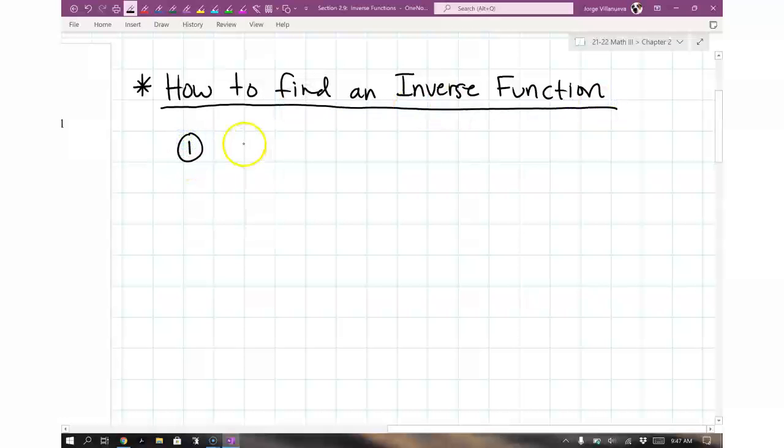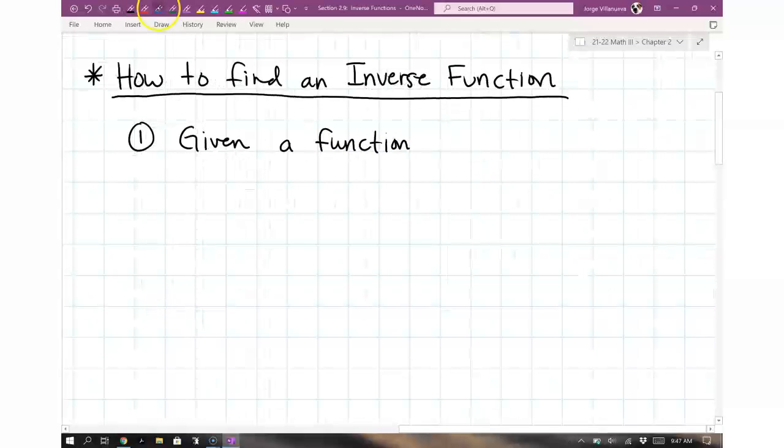So number one, given a function. Okay, and what I'm going to do is I'm going to show you kind of like the how-to on the side. So I'm going to put it in a different color. Let's say y equal to 2x plus 1. Let's say that that's what they gave us. So on the left side is the step. On the right side, I'm going to show you the example of that step. Okay? So given a function, there we go. I'm giving you one right now.